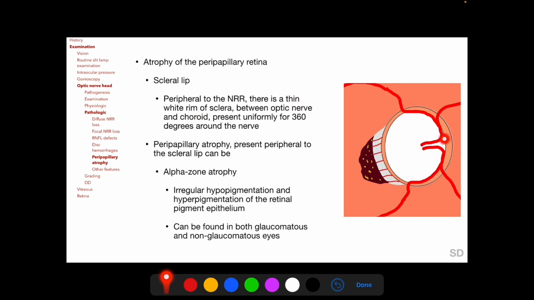optic nerve and the choroid, present uniformly for 360 degrees around the optic nerve head. And peripapillary atrophy, if present, lies peripheral to the scleral lip. Two types of peripapillary atrophy have been described. One is the alpha zone atrophy, in which there is an area of irregular hypopigmentation and hyperpigmentation of the retinal pigment epithelium, and alpha zone atrophy can be found in both glaucomatous and non-glaucomatous eyes.